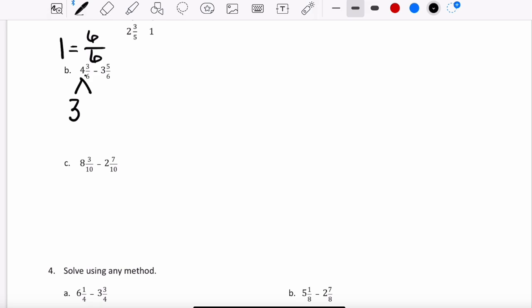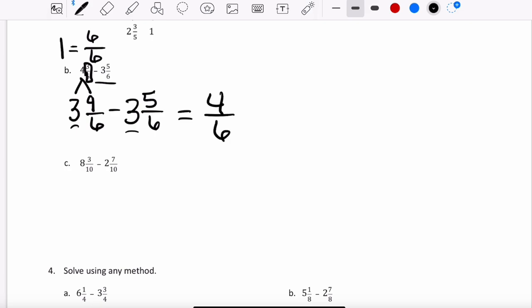We have to add our 6/6 to the 3/6, which gives us 9/6. Now we are ready to subtract the 3 and 5/6. When we subtract, we're going to subtract our whole numbers together first. So 3 minus 3, which is 0. You don't have to write that. And then we take 9/6 minus 5/6, so 9 minus 5, which is 4/6. So 4/6 is our answer.